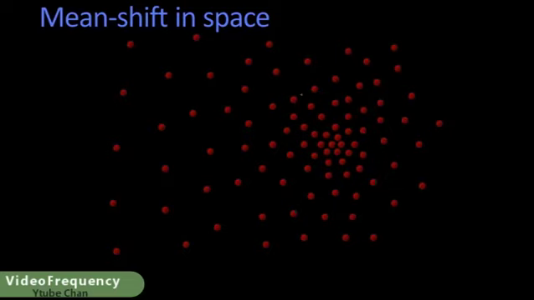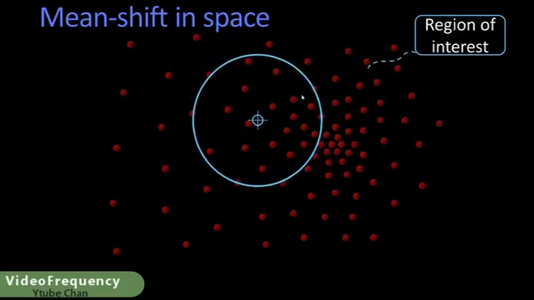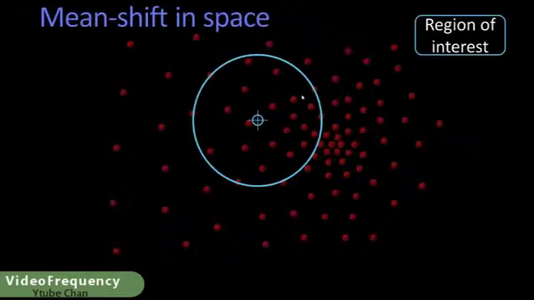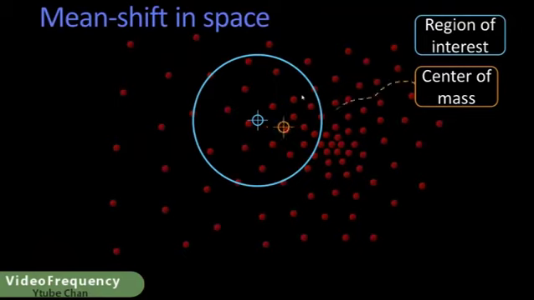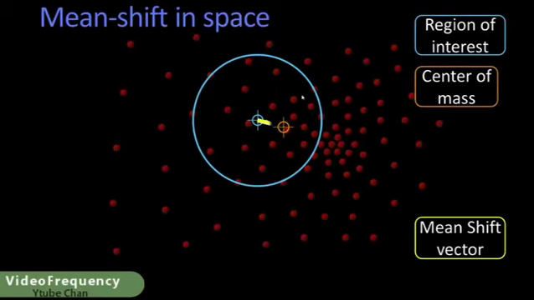So here we have our sample. Let's put down a region. It's called a region of interest. Now, we're not going to talk about the size of that region just yet, or its shape. We'll talk about that a little bit later. It's going to be a Gaussian, but for now, it's just going to be a circle. So we have this region, and we calculate, of all of the points in that circle, where is the mean, or the center of mass? And we say, oh, it's not right in the middle, and that difference between them, that's called the mean shift vector. So this is called the mean shift algorithm.